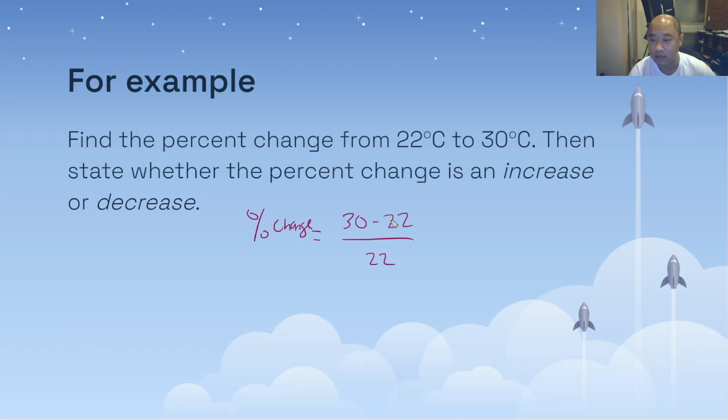So how much is that? Well, 30 minus 22 is 8. 8 over 22. 8 divided by 22 is 0.4. So it's a 40% change. Is that an increase or a decrease? Well, it's an increase. The way that you can tell that it's an increase by looking at the numbers is that this is a positive number, and a positive number is an increase. But if it was a negative number, you guessed it, it would be a decrease.